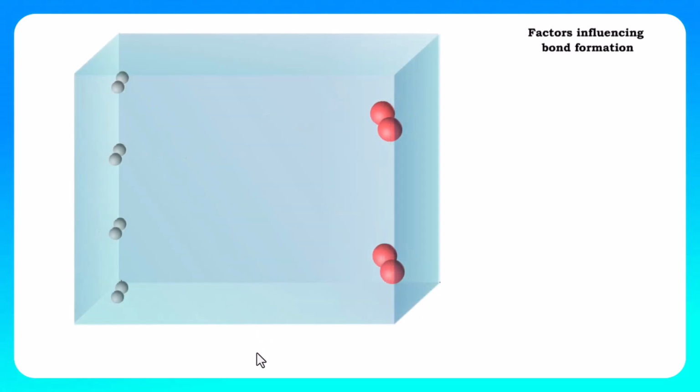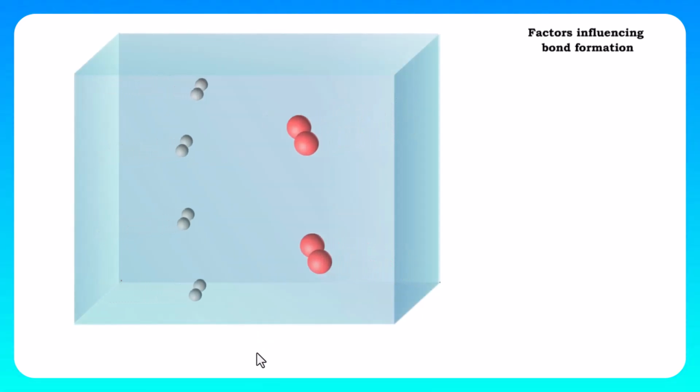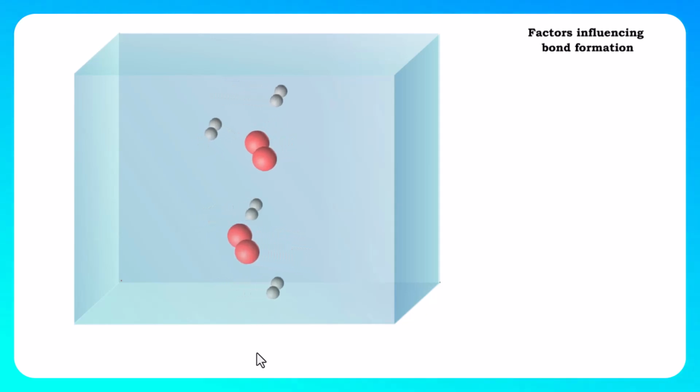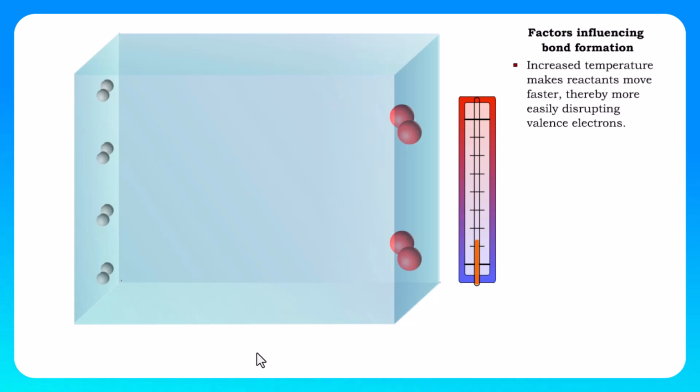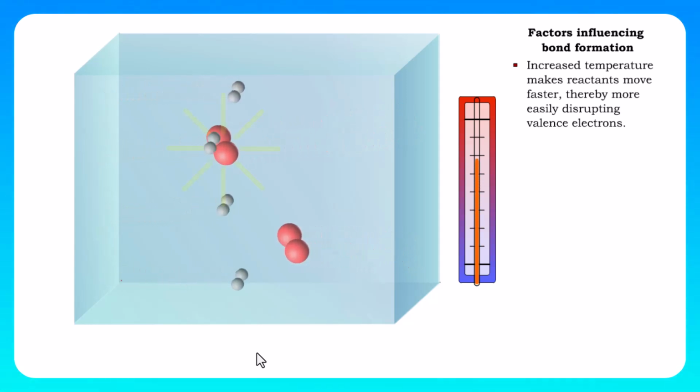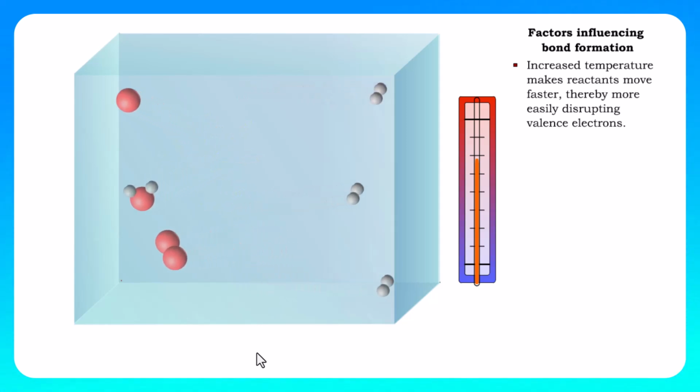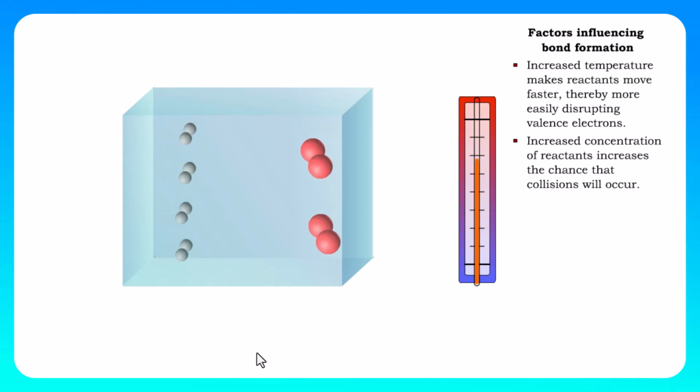Two factors increase the energy available for activation. Increasing the temperature of a solution gives the reactants more kinetic energy, increasing the force of collision, making it easier to disrupt the valence electrons. Increasing the concentration of the reactants increases the chance that a collision will occur.